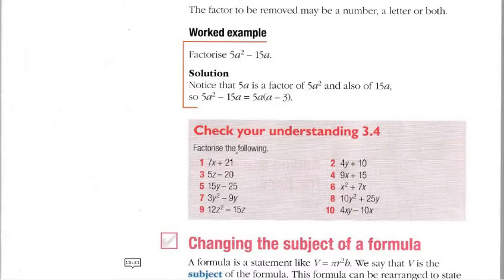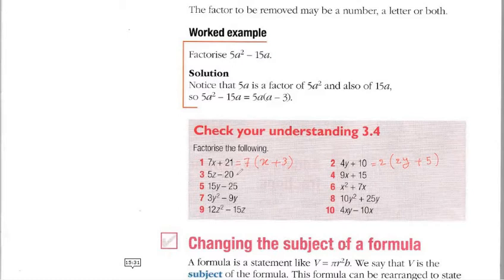Now, factorize the following. Here we have two terms, 7x and 21. So we have the common factor between 7 and 21, which means it's just 7. 7x divide 7, it's only x, plus 21 divide 7, it's 3. Now, 4y and 10, the common factor between them, only 2. 4y divide 2, it's 2y. 10 divide 2, it's 5.